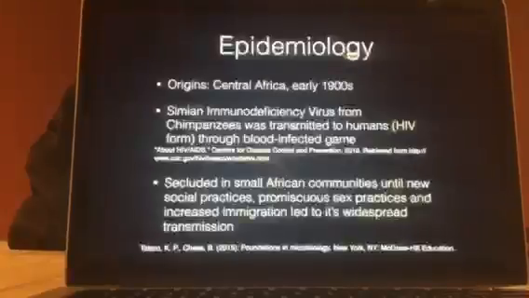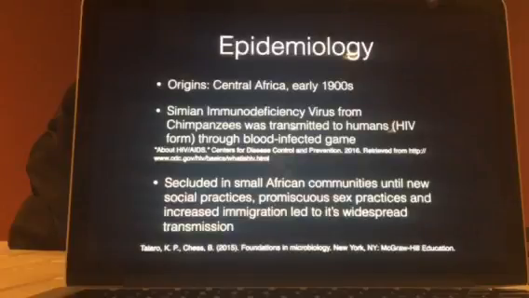This makes sense because HIV actually originated in Central Africa sometime in the early 1900s. The virus actually came from chimpanzees who were infected with a similar virus called simian immunodeficiency virus, or SIV. And SIV was transmitted to humans, where it was then converted into the HIV virus. And this happened through blood-infected game.